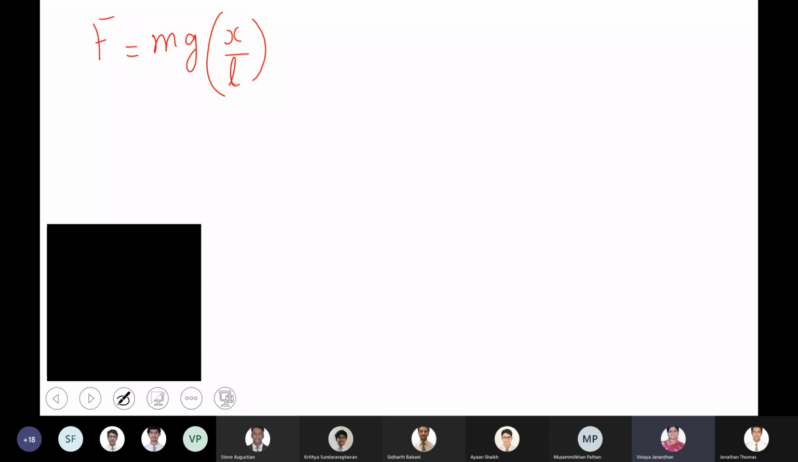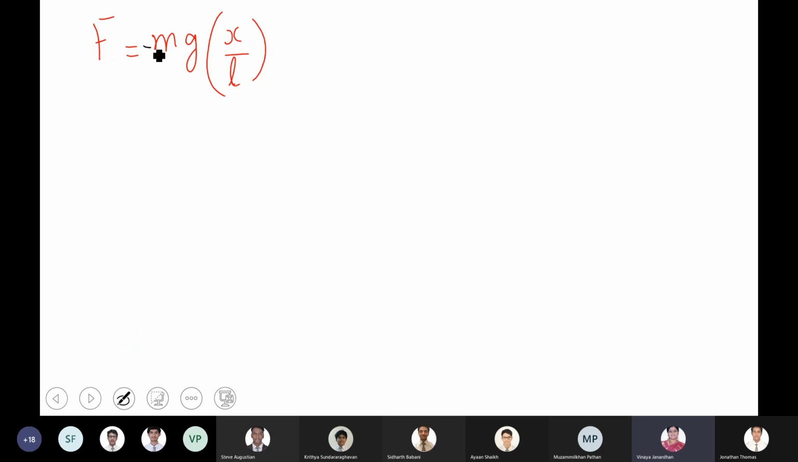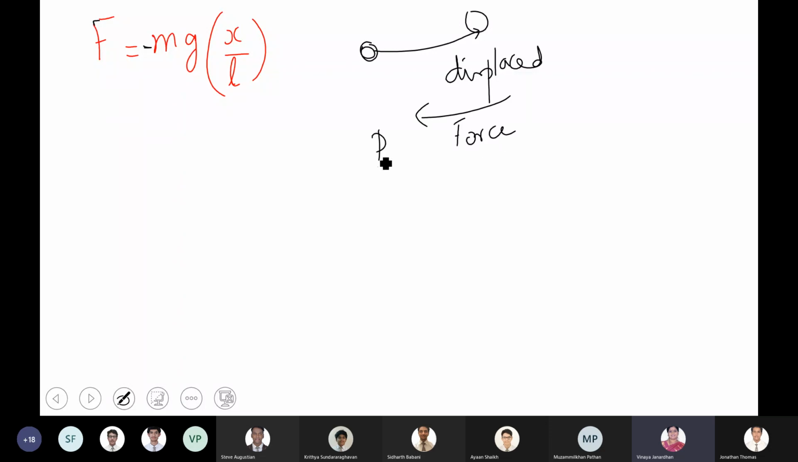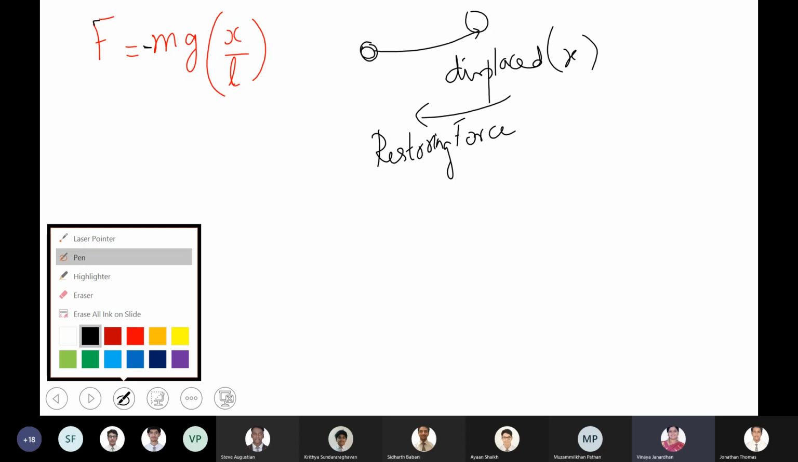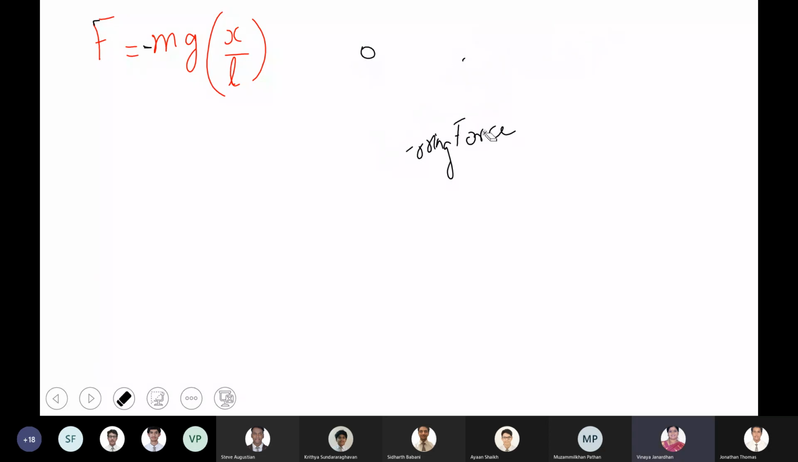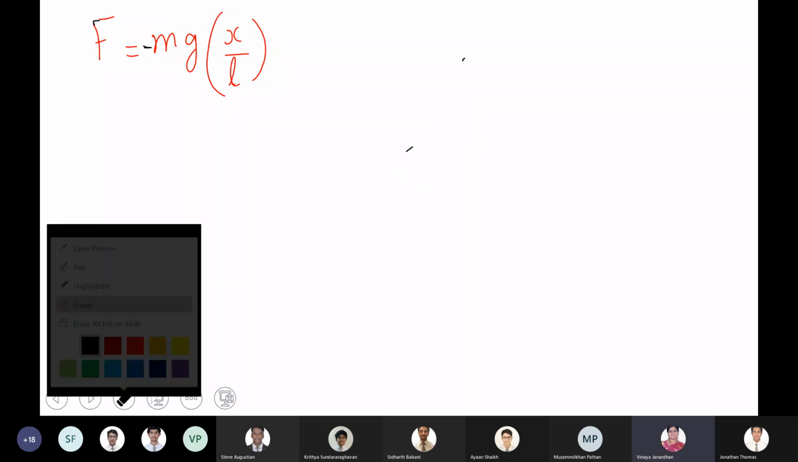So I have to put a negative sign over here because the restoring force and the displacement are opposite to each other. When the body gets displaced from the position of rest to an extreme position, your restoring force will always act in the opposite direction. So displacement and restoring force are opposite to each other. So I'm bringing the negative sign over here.